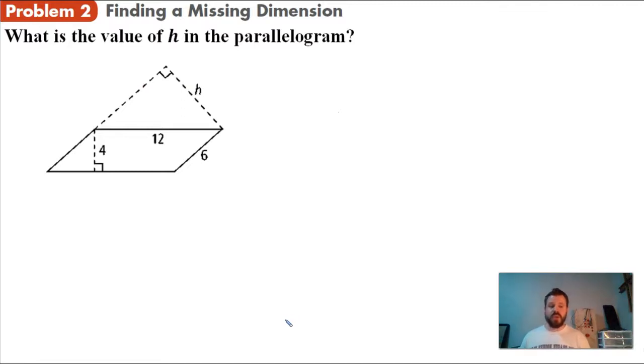Problem 2 deals with parallelograms as well, and in this one what we're going to do is solve for a missing dimension. It says what is the value of H in the parallelogram, and notice H is the height that corresponds with this base of 6. We know the other base and height. So here's what we can do for this one. We can say area equals base times height.